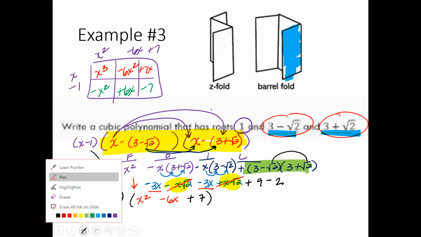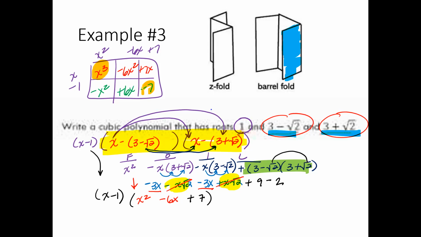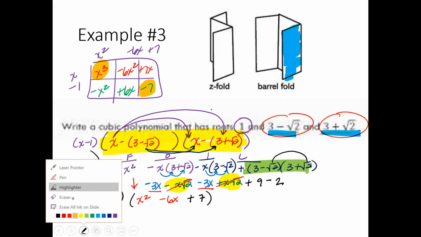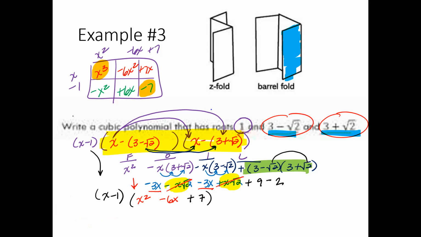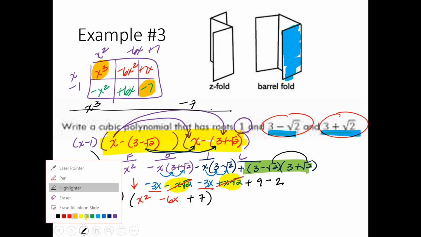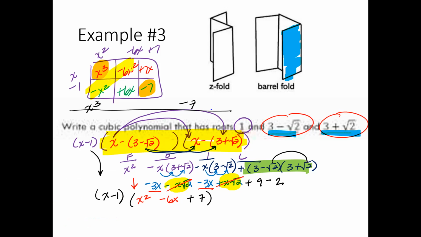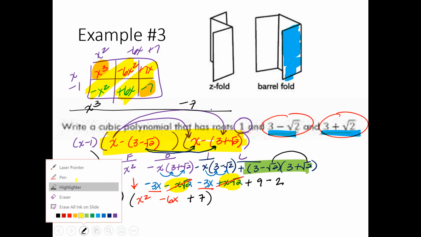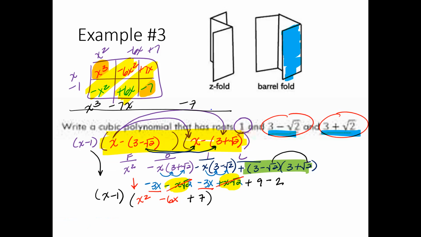All right, so looking at this, remember your first answer is going to be this one. Last answer is going to be the -7. So x cubed minus 7. And then you want your answers in between them, right here and right there. Like diagonal. So the diagonal answers are going to be -7x squared, positive 13x. And this, you guys, is your polynomial.